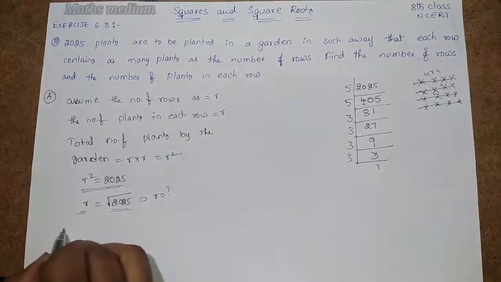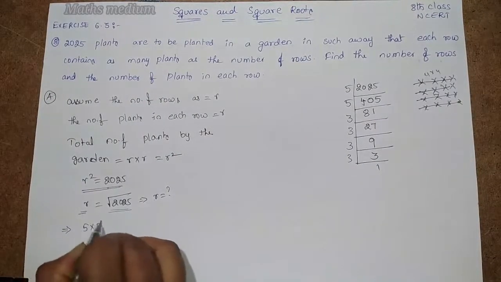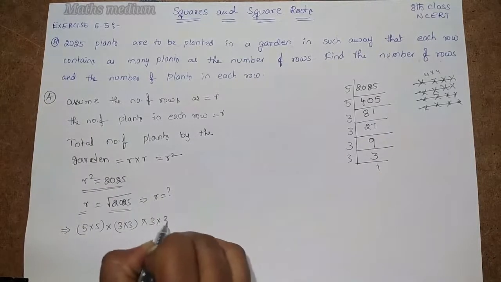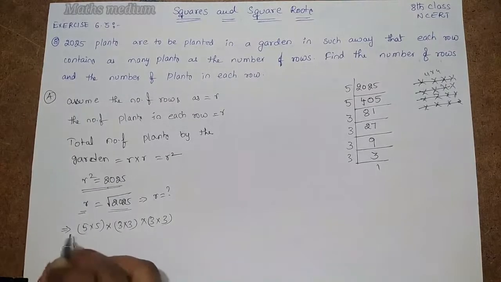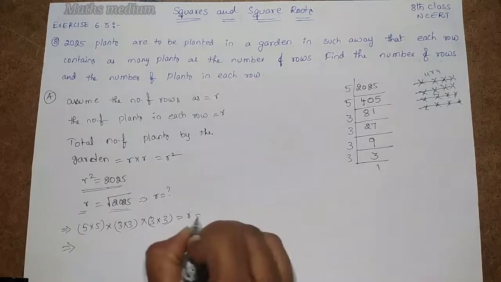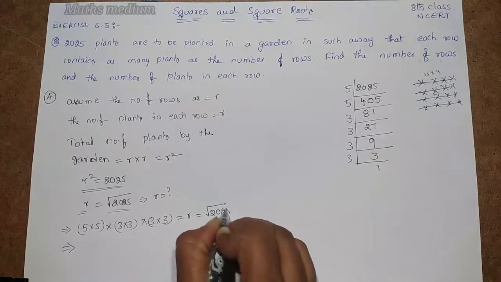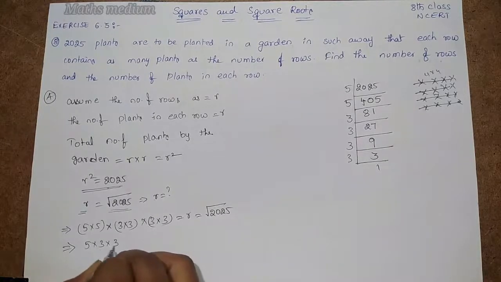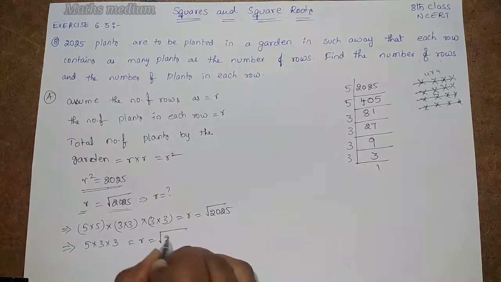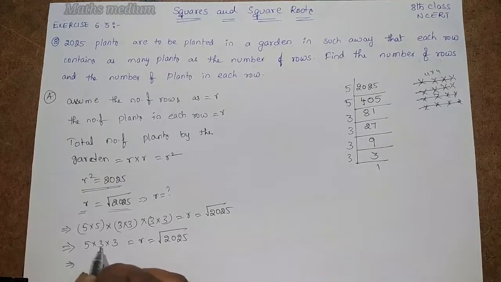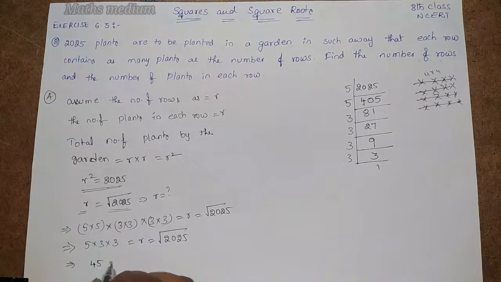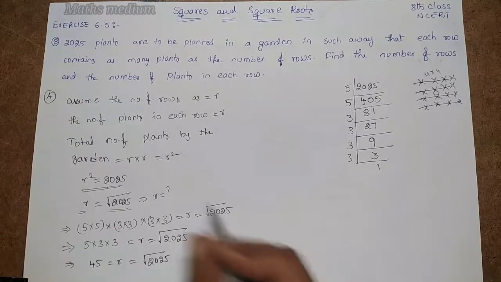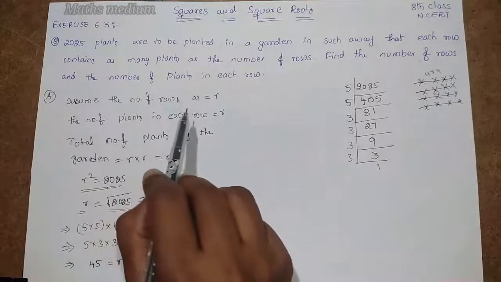Now take the prime factorization here: 5 into 5 into 3 into 3 into 3 into 3. Now this is paired. So R is equal to root over 2025. Take a single number from each pair. 5 into 3 into 3 is equal to R. 5 threes are 15, 15 threes are 45. So R means the number of rows and also the number of plants in each row.